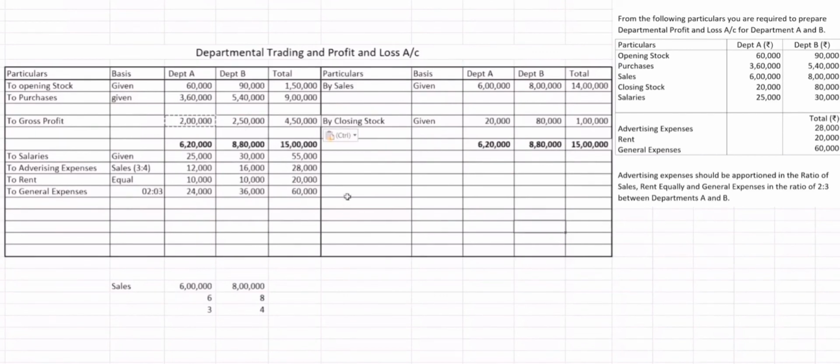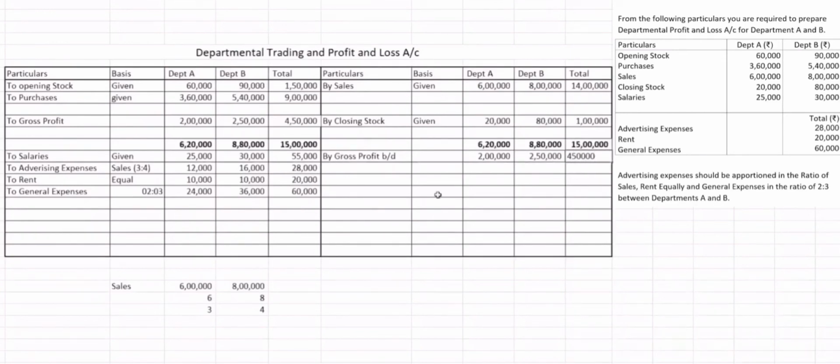Now that gross profit we are going to take on credit side of profit and loss account. So here by gross profit brought down. So here it will be 2 lakhs. Here it will be 2,50,000 and here 4,50,000.